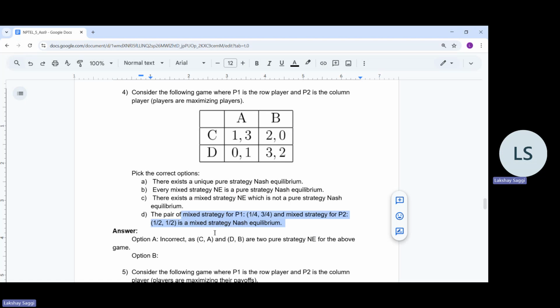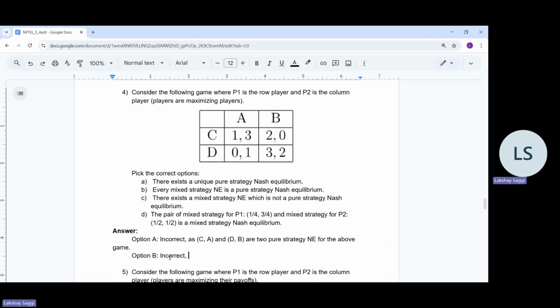Because you can see that C comma A is also a perfectly valid Nash equilibrium. And similarly, D comma B is also a perfectly valid Nash equilibrium. But this kind of a thing is also a Nash equilibrium.